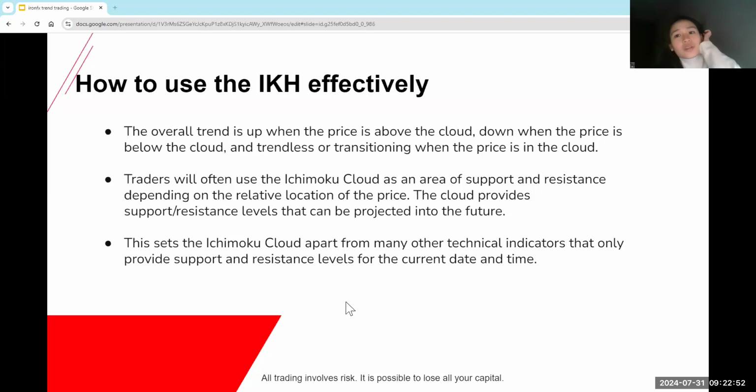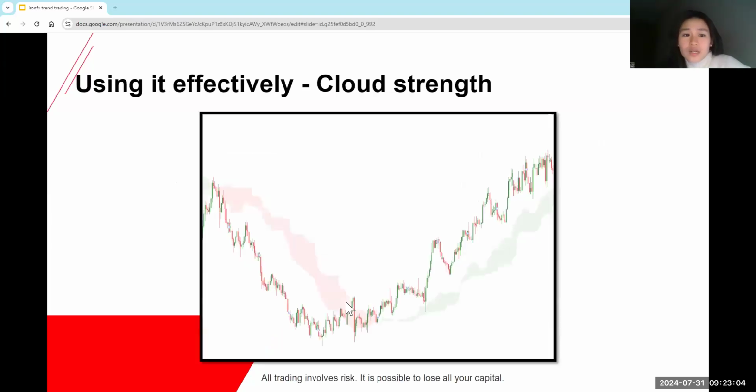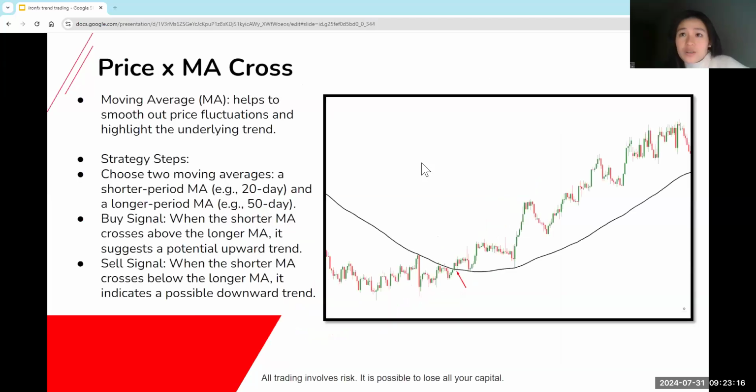We're just giving you some other ways to use the indicator as well, but just the cloud is enough to identify the trend. Like over here, this is just an example. You can see when price moves below the cloud, this is a bearish signal. Price moves above the cloud, it's a bullish signal. Okay, next, let's move on to our next indicator.